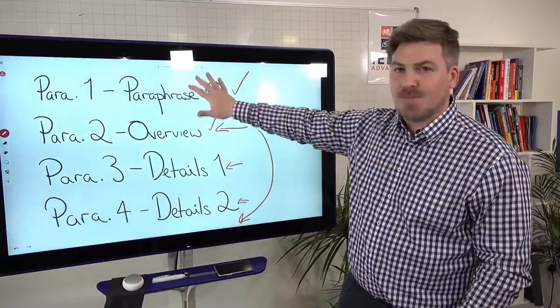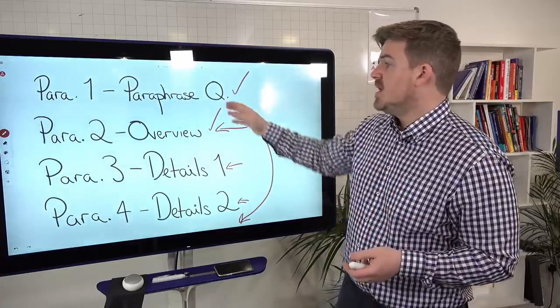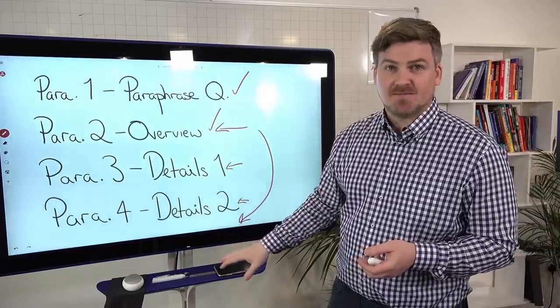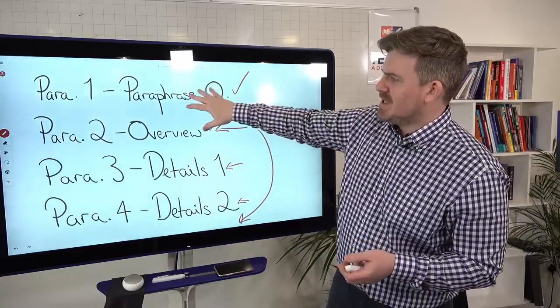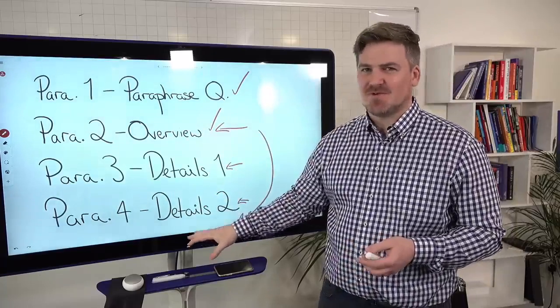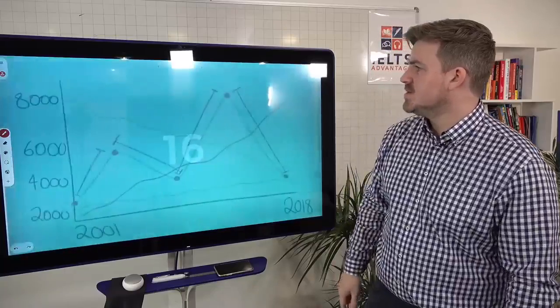So you're making it much easier for you to write the report, and you're also making it much easier for the examiner to understand it. Because if you introduce the question, and then talk about the details, and then talk about the overview at the end, it's a little bit confusing. So that's what you do.